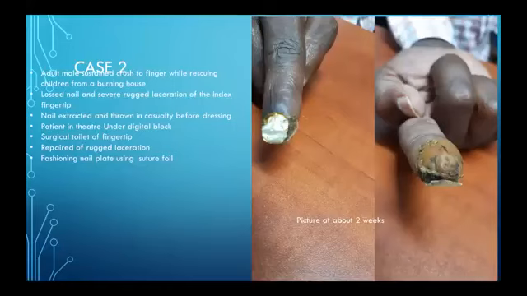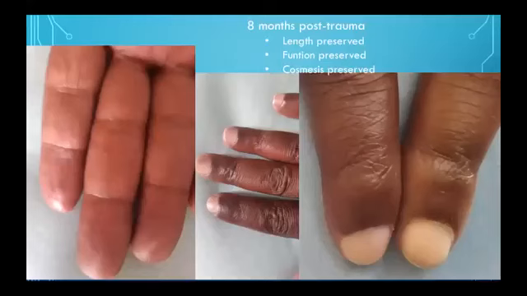So this was a picture taken about 2 weeks after. I didn't take the initial pictures, but at 2 weeks, you can see it doesn't look very pleasant, it doesn't look very nice. And one would think that this may not work. But look at the finger. You can't tell which finger it is between the two.